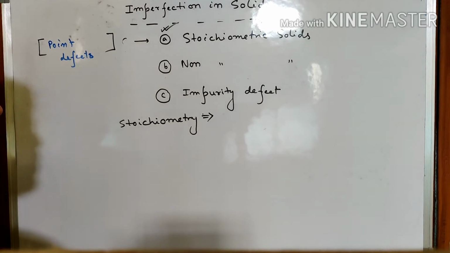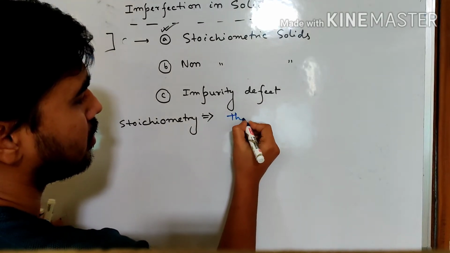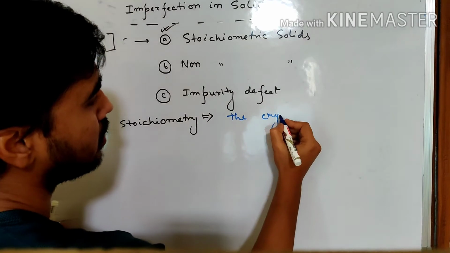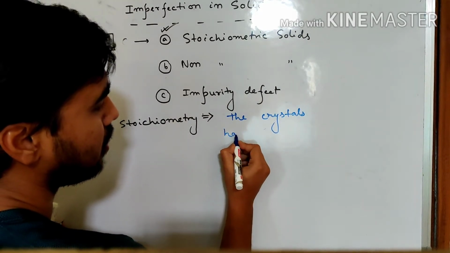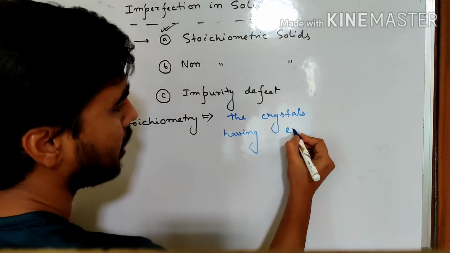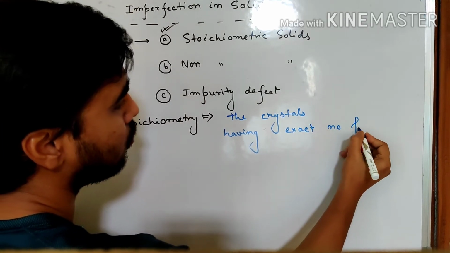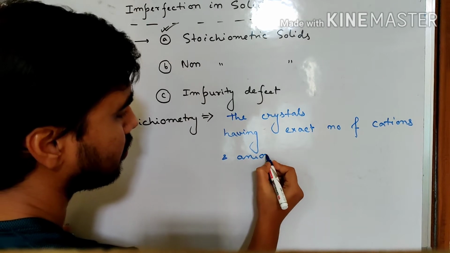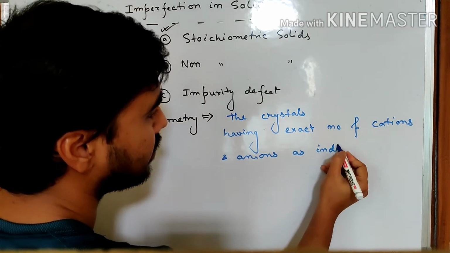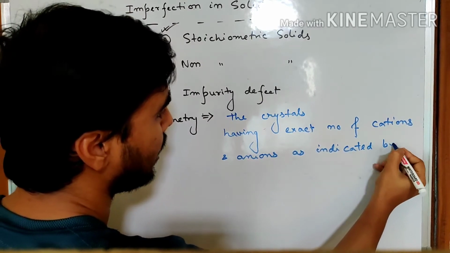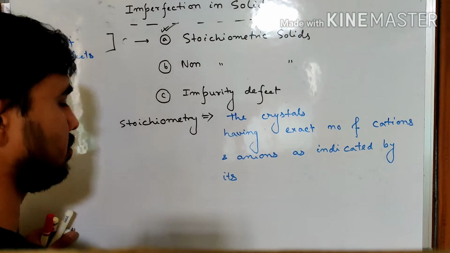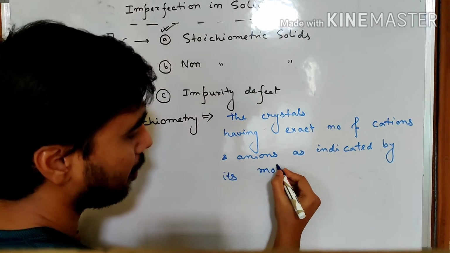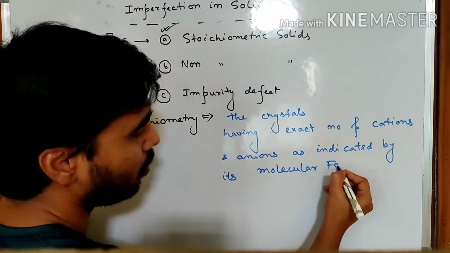Stoichiometry means, stoichiometric solid means the crystals having the exact number of cations and anions as indicated by its molecular formula.